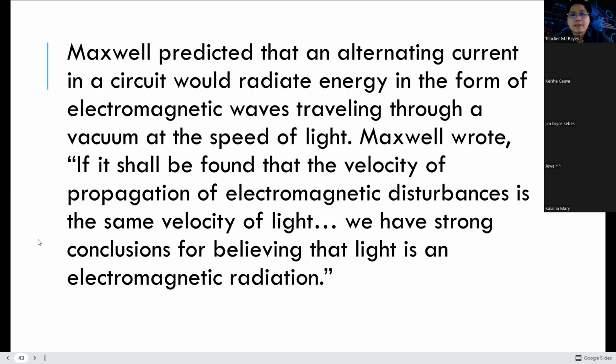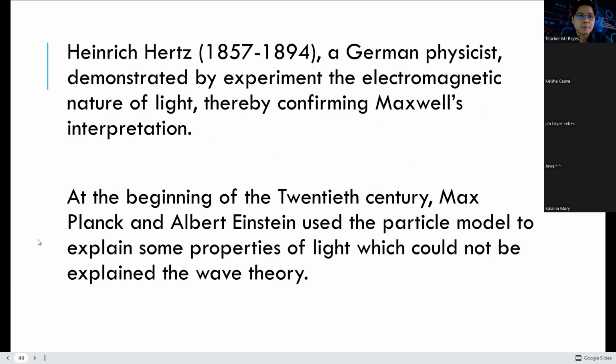Maxwell predicted that an alternating current in a circuit would radiate energy in the form of electromagnetic waves traveling through a vacuum at the speed of light. Maxwell wrote, if it shall be found that the velocity of propagation of electromagnetic disturbances is the same as the velocity of light, we have a strong conclusion for believing that light is an electromagnetic radiation. Correct. It is already proven.